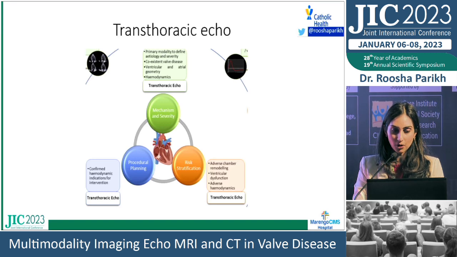It's one of the core basics of imaging. Some of the uses are to assess mechanism and severity. So it's a primary modality to define the etiology and severity of valve disease, to look for coexistent valve disease, to assess the ventricular and atrial geometry, and to understand hemodynamics. The next is risk stratification. So you can get an idea of adverse chamber remodeling in the case of valvular dysfunction. You can get an idea of, is there ventricular dysfunction, and how are the hemodynamics?